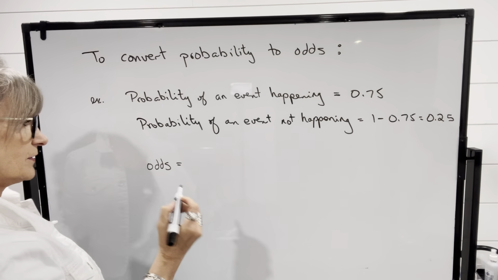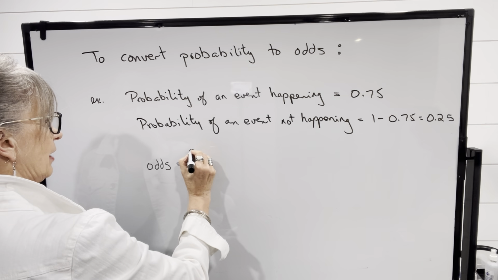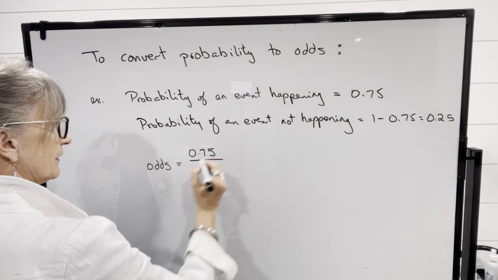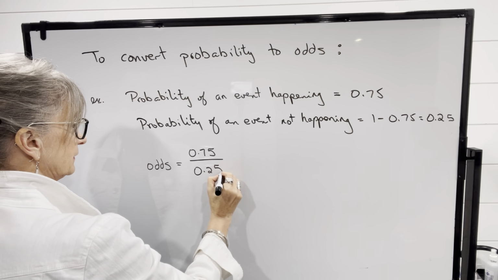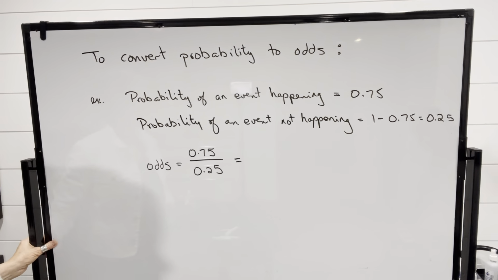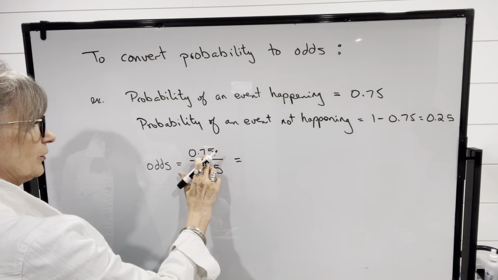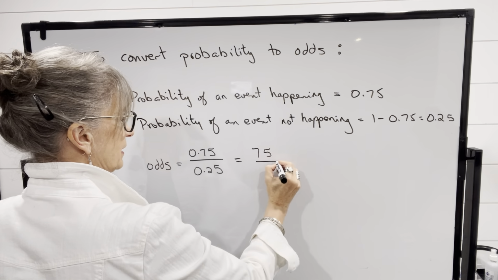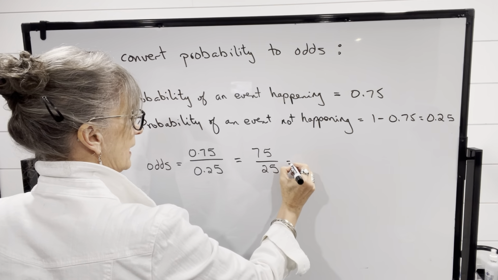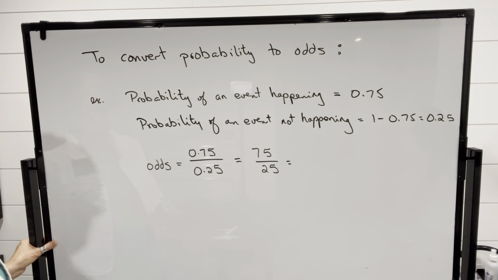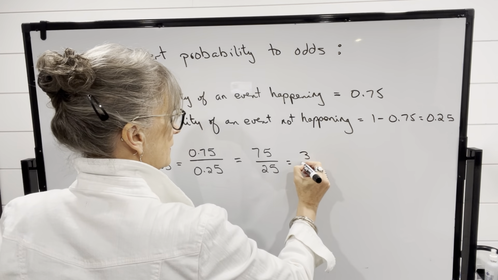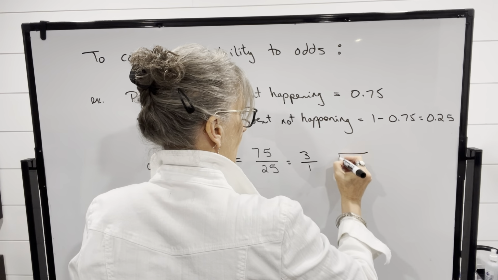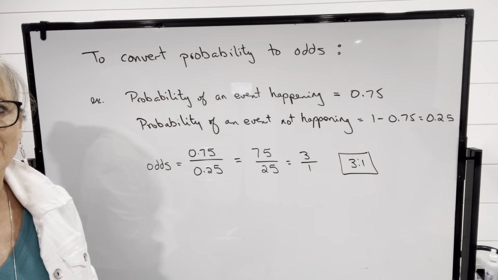To find the odds, we take the probability of the event happening, 0.75, divide that by the probability of that event not happening, and then we can reduce it. I'm going to multiply by 100 to move my decimal point in both the numerator and the denominator. It just makes it a little bit easier to simplify. And then I'm going to reduce that. I can divide 25 into both numbers, which would be 3 over 1. So the odds of that event happening would be 3 to 1.